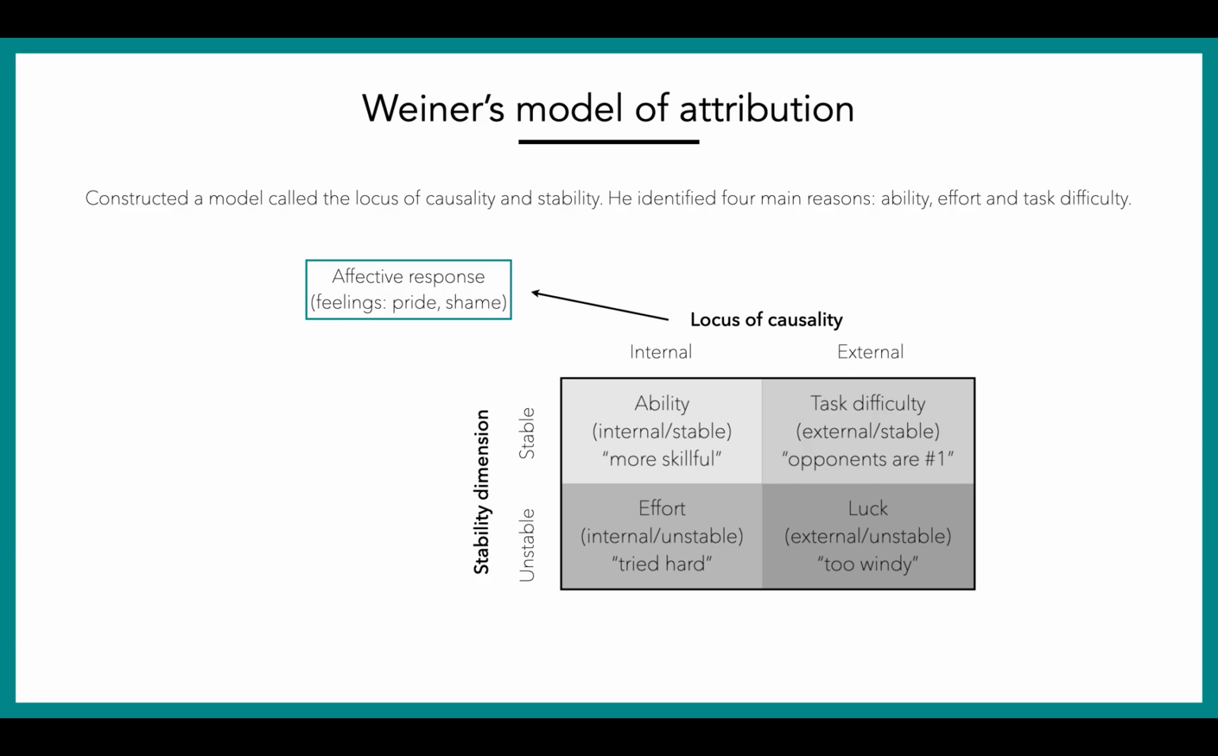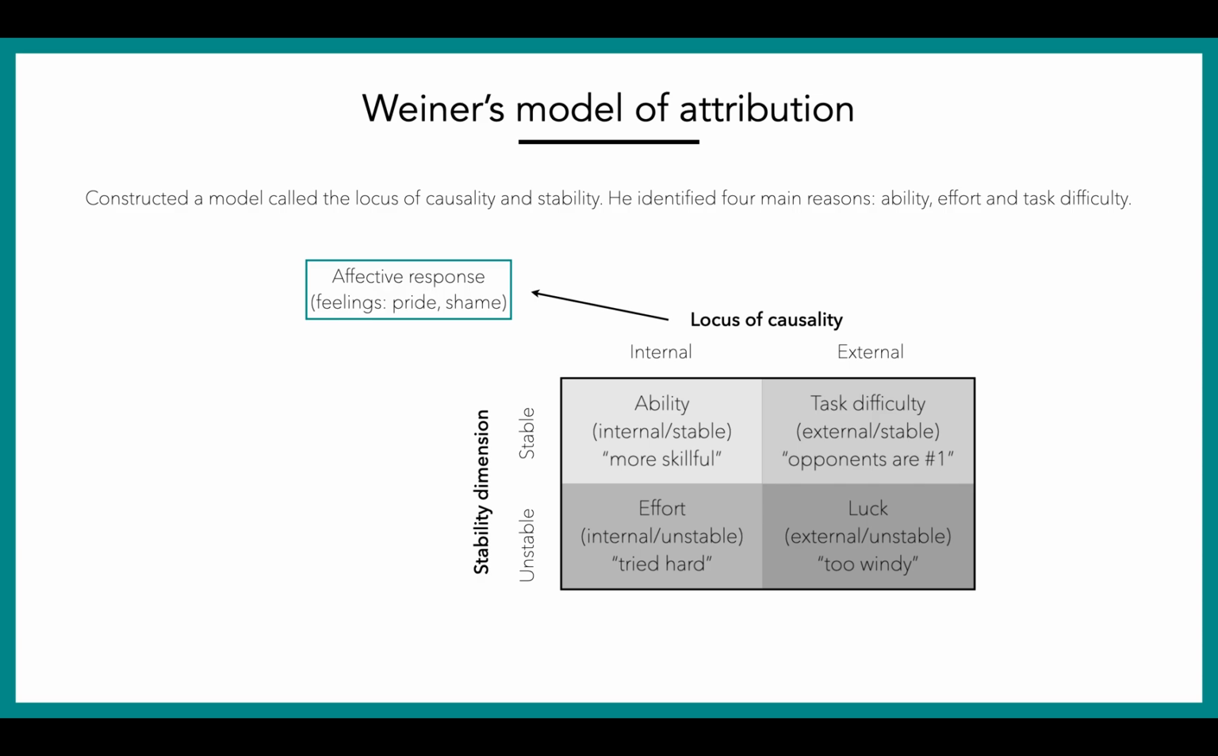So for example, a sprinter who attributes winning an Olympic gold medal to the effort expended in preparation and training. As you can see, that's an internal attribution on the locus of causality. So that's more likely to promote the feeling of pride because they know how hard they've tried. It's internal on the locus of causality.